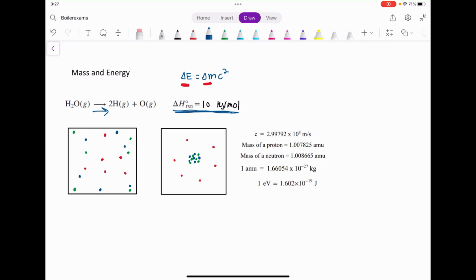But as I'm sure you can imagine, with nuclear reactions, the changes in energies are way bigger, and the resulting change in mass is not going to be as negligible. So it's worth studying.